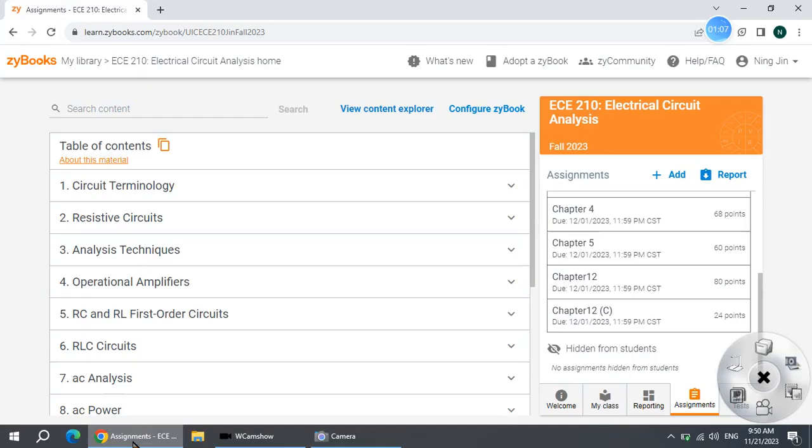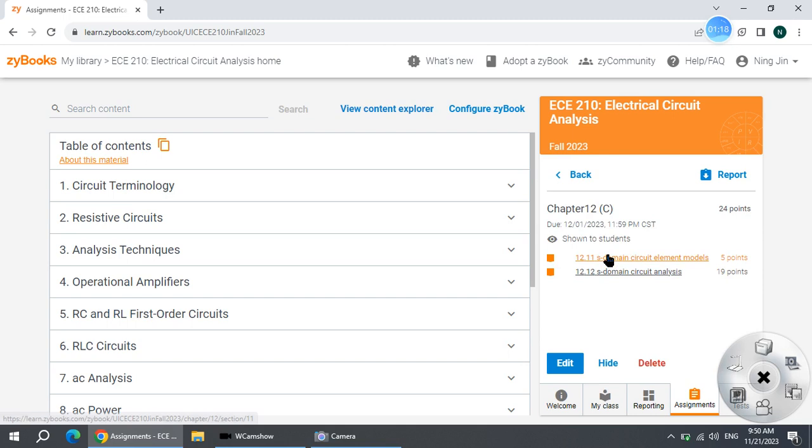Now let's go to what we will do today. The last chapter, the last assignment, is chapter 12. We studied S-domain circuit element models last time. Now we consider the S-domain circuit analysis.